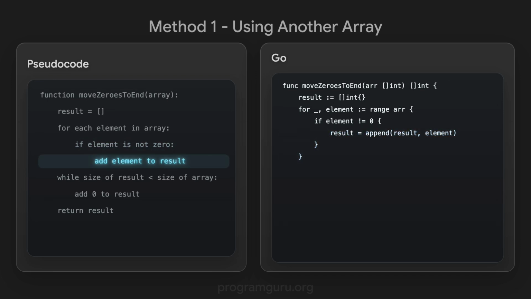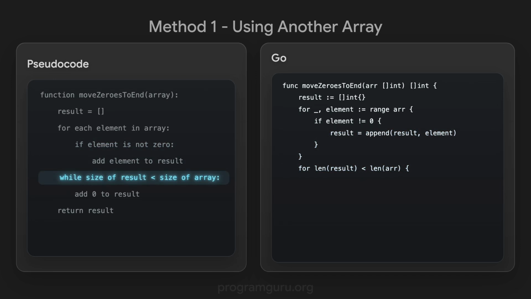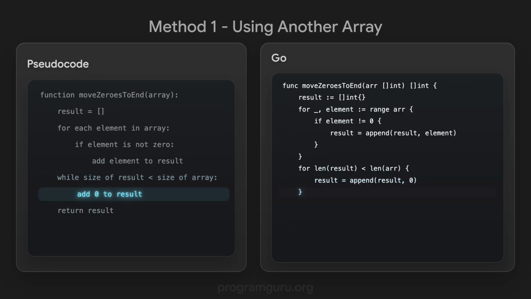After the loop, all non-zero elements are added. Now we add zeros at the end. Finally, we return result. That completes the Go code. The idea is the same in all 4 languages. Create result. Copy the non-zero elements. Add zeros at the end.